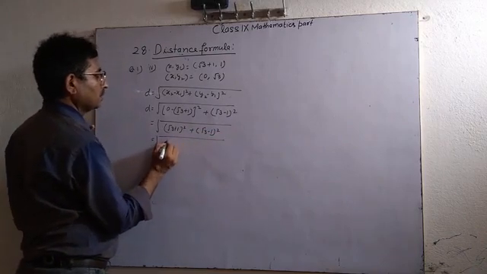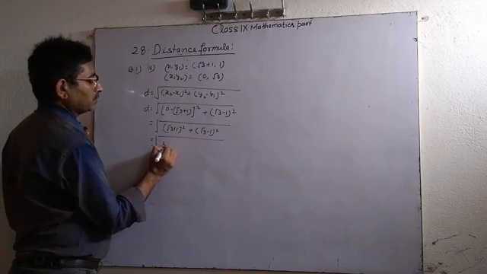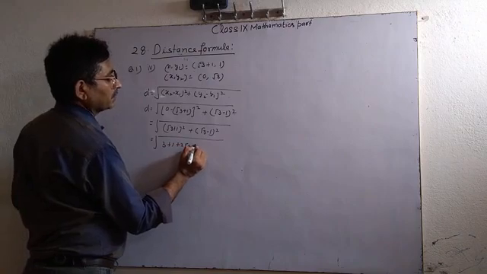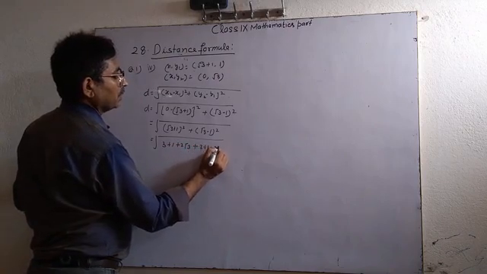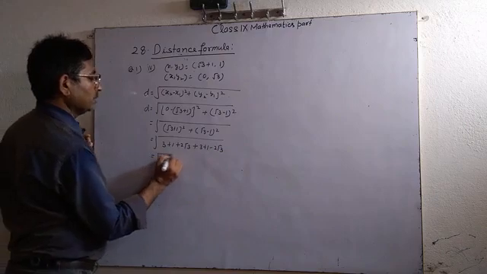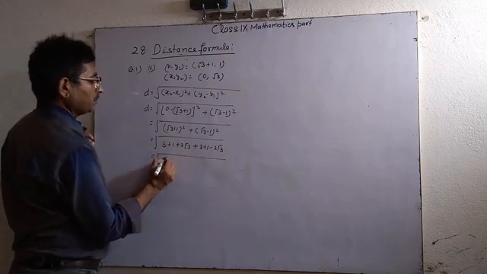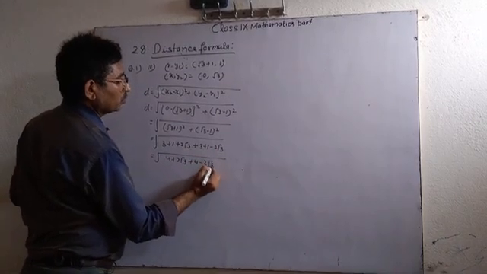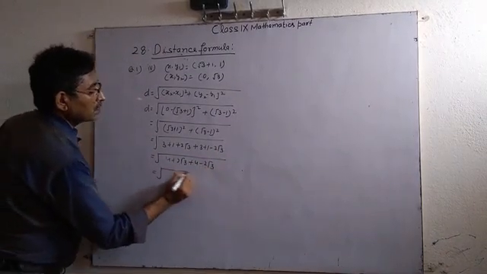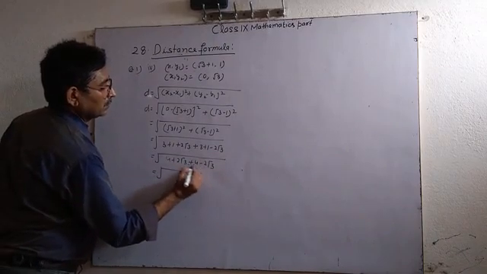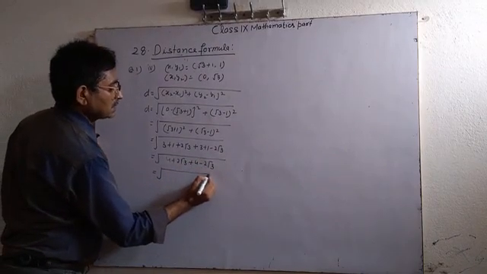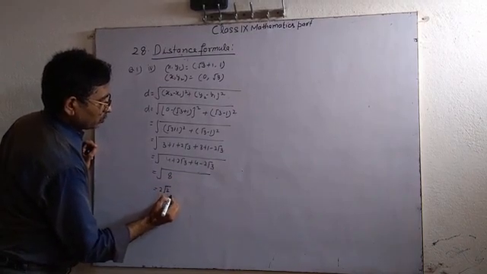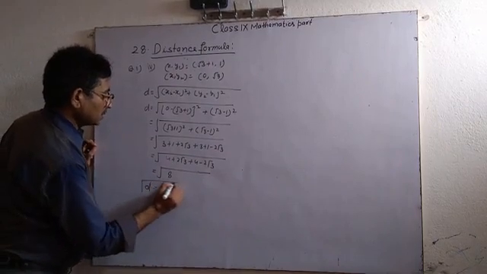This becomes root 3 square, that is 3, plus 1 plus 2 root 3, and this becomes 3 plus 1 minus 2 root 3. You will get 4 plus 2 root 3 plus 4 minus 2 root 3. The 2 root 3 and minus 2 root 3 cancel out. We will get 8, so this will be 2 root 2. This is the distance.